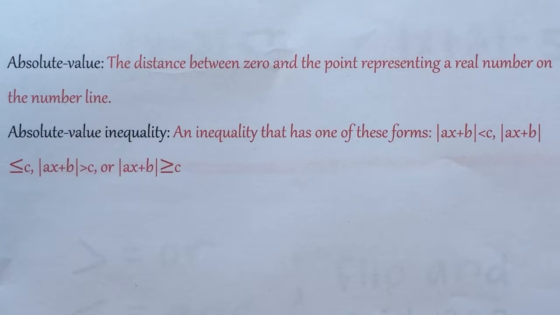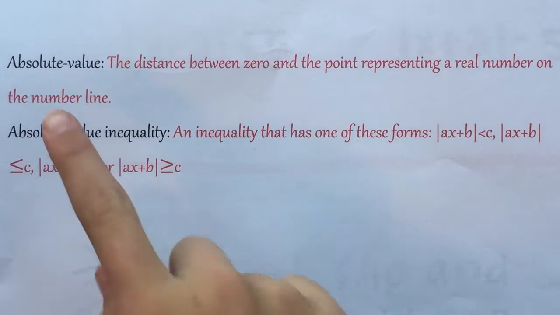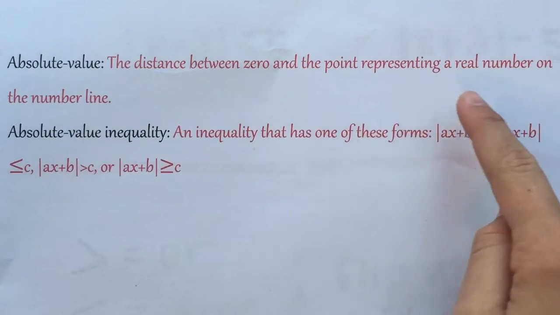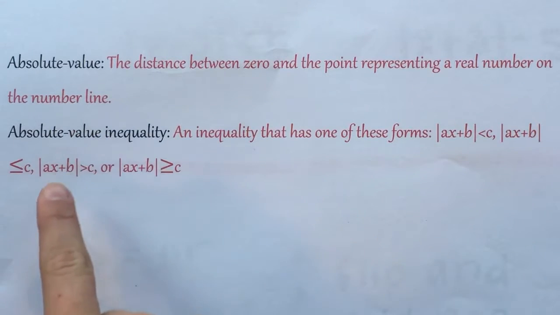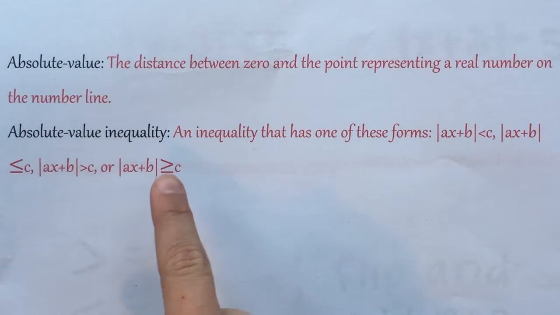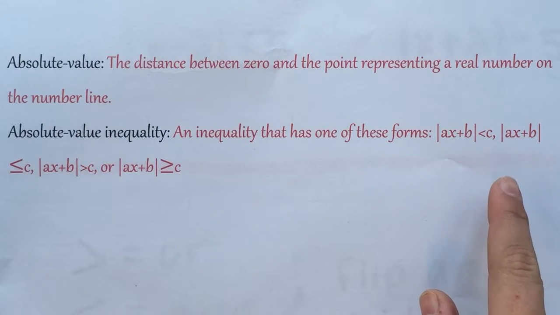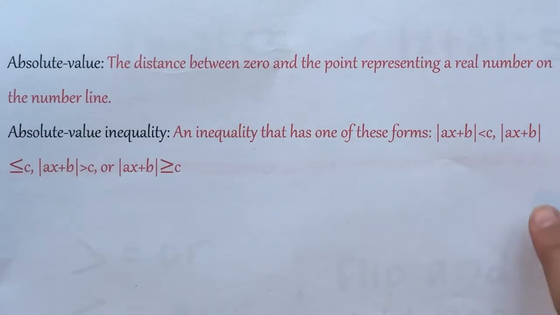This is lesson 6.7, solving absolute value inequalities. So here are a few definitions. Absolute value is the distance between 0 and the point representing a number on the number line. Absolute value inequality: an inequality that has one of these forms. ax plus b is less than c, and so on.